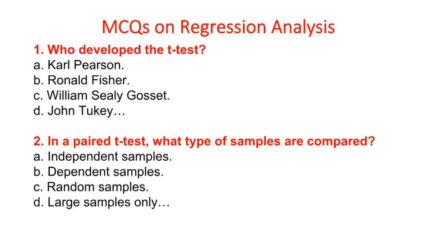1. Who developed the t-test? A. Carl Pearson. B. Ronald Fisher. C. William Sealy Gosset. D. John Tukey. Answer: C. William Sealy Gosset. 2. In a paired t-test, what type of samples are compared? A. Independent samples. B. Dependent samples. C. Random samples. D. Large samples only. Answer: B. Dependent samples.